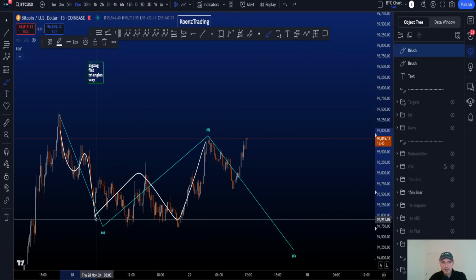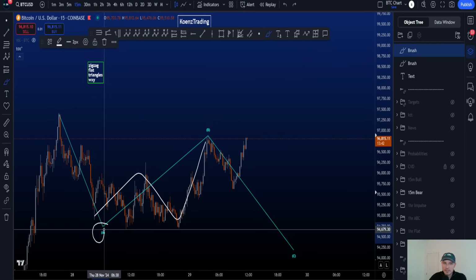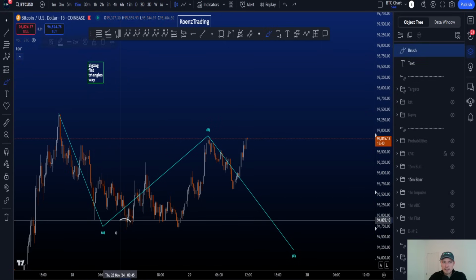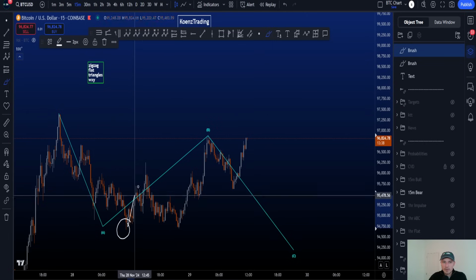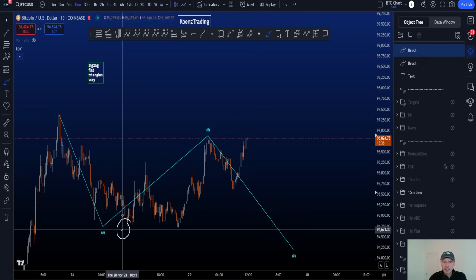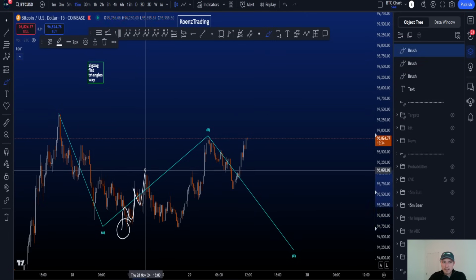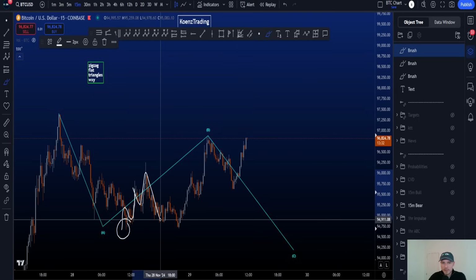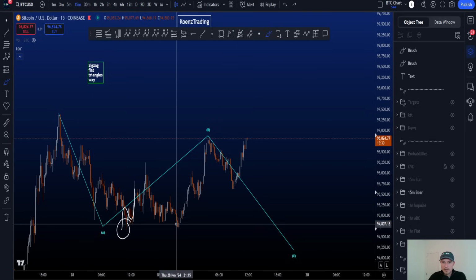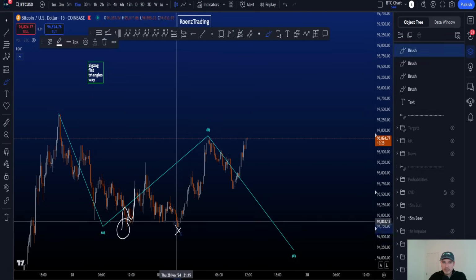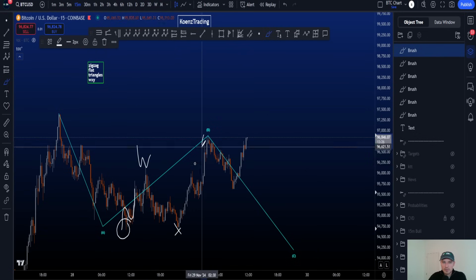Because then we have a 3-wave, not a 5-wave, and wave A in a zigzag is a 5-wave structure. So we need to end it here. Therefore, we need to have a WXY, right? Zigzag. You need to count this as some sort of a flat structure. There's not really any other great option. And then this is your W, this is your X, this is your Y, right?